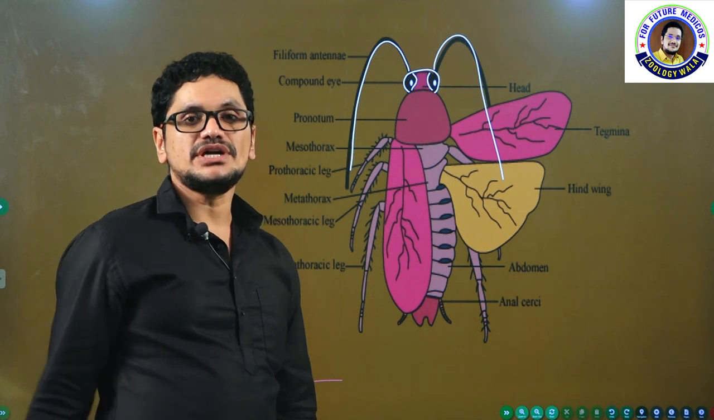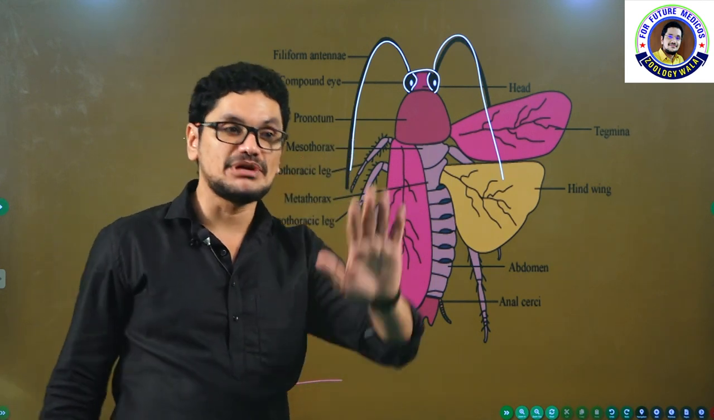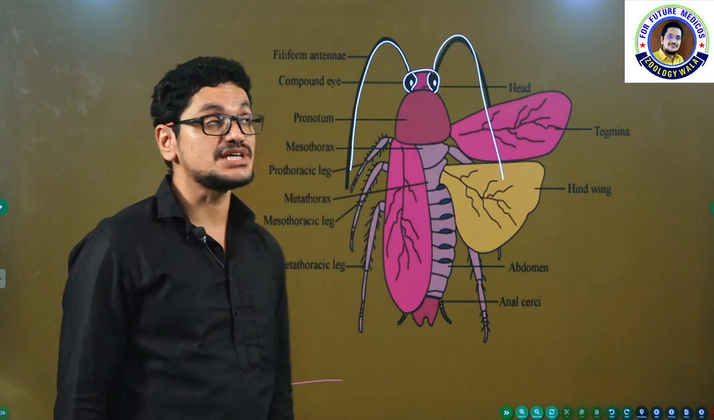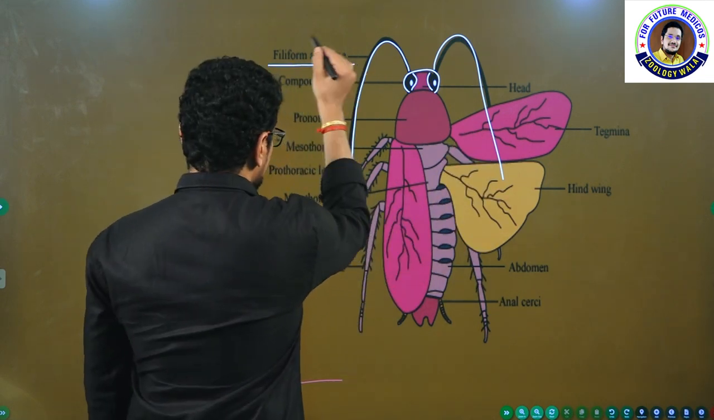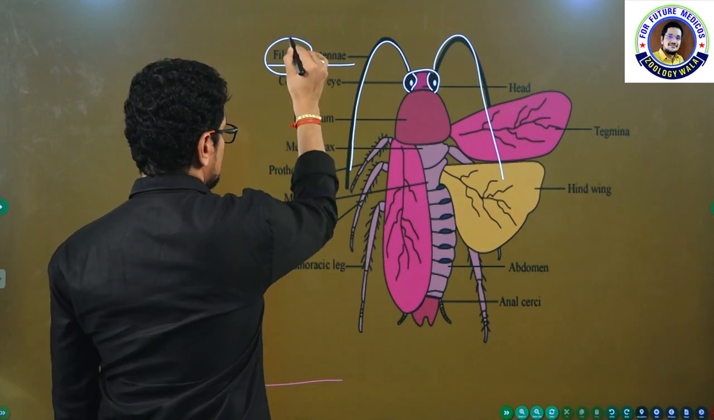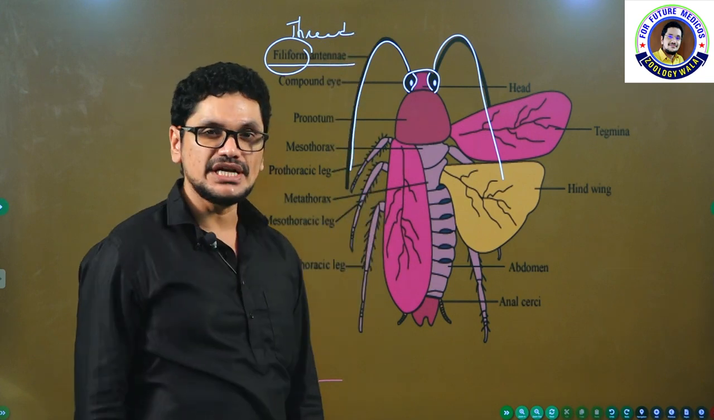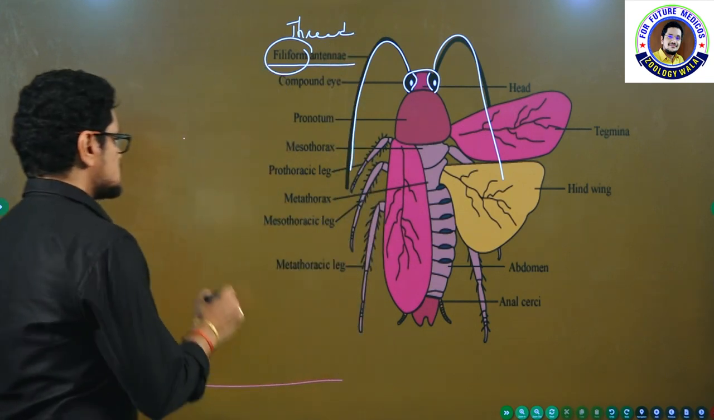Two antennae are present. Antennae help in monitoring and sensing the environment. They contain sensory receptors, which help in monitoring. Filiform, F-I-L-I-F-O-R-M, filiform means thread. Thread-like antennae are present.